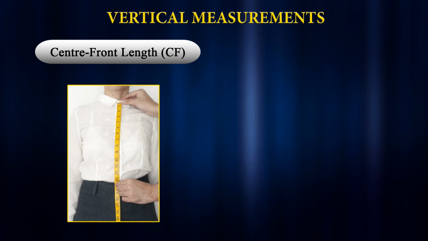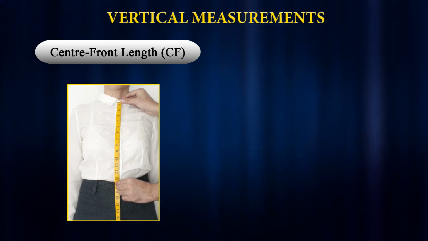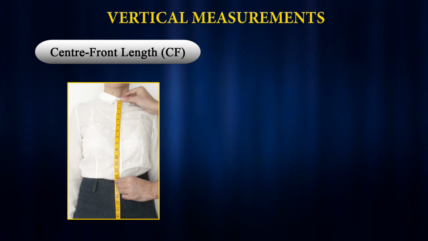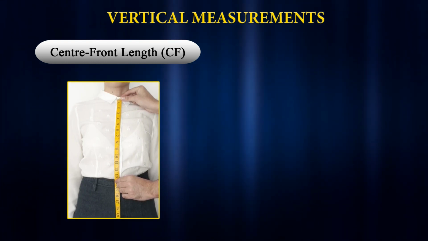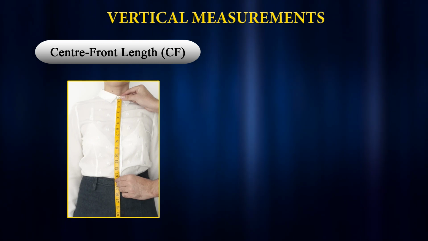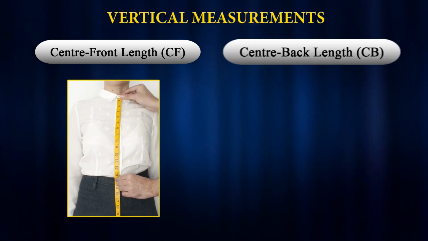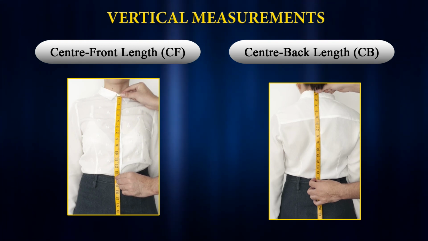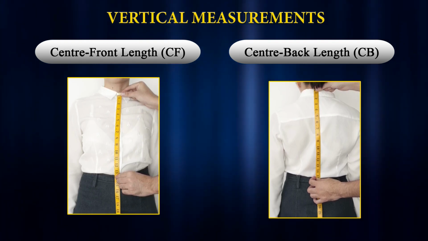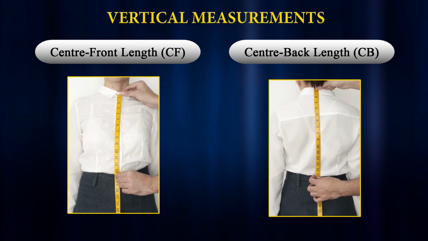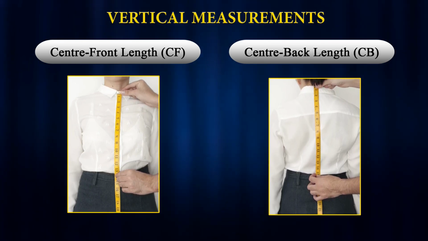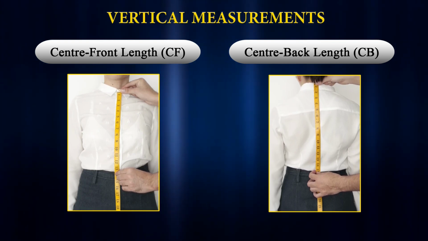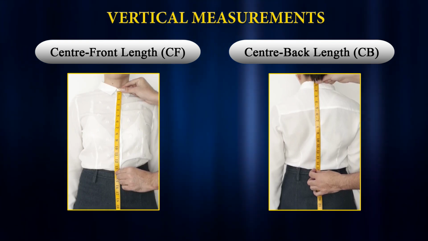Then we have the center front line, which we discussed, from the center front neckline to the waistline or the length we want the dress to be. In the same way we take the center back line measurement. You can see in the picture, from the back neck point, the landmark we discussed, to the waist length or the length we want the dress to be.